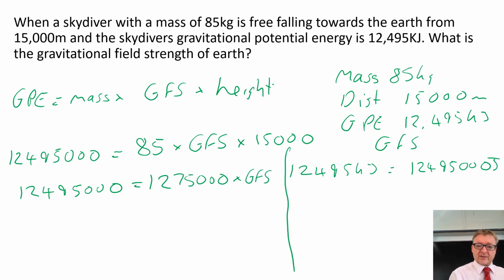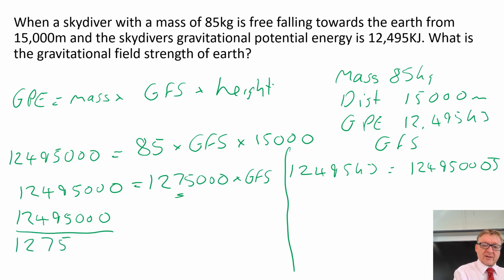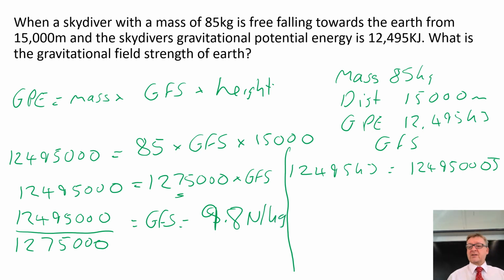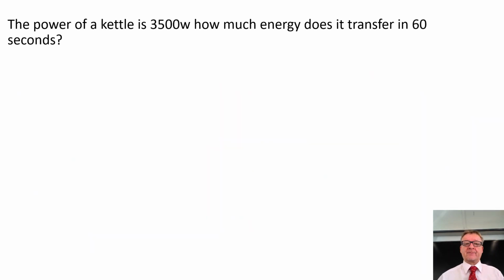Let's just block that off. Now because it's times on that side, it becomes divide on the other, so it's 12,495,000 divided by 1,275,000 equals the gravitational field strength. Now I've run out there, right, but what happens is divide those and it becomes 9.8 newtons per kilogram. Okay, big numbers, bit of a pain.